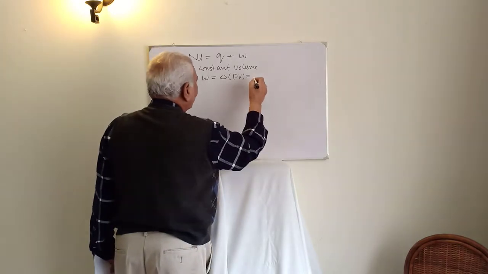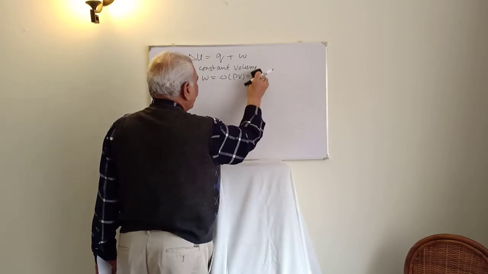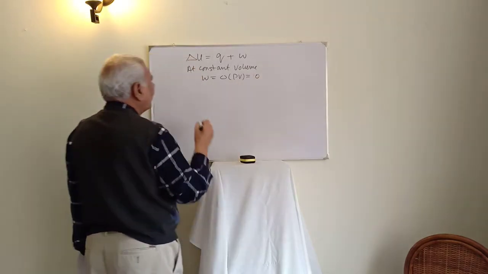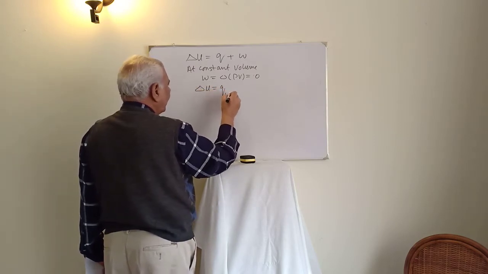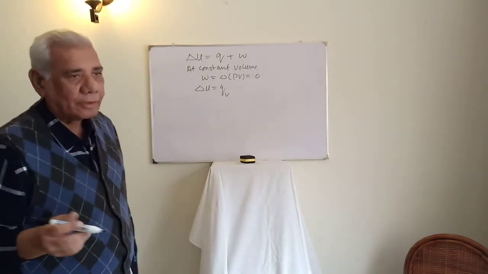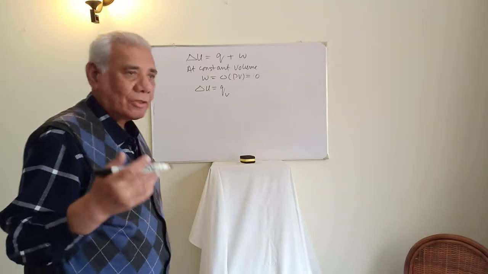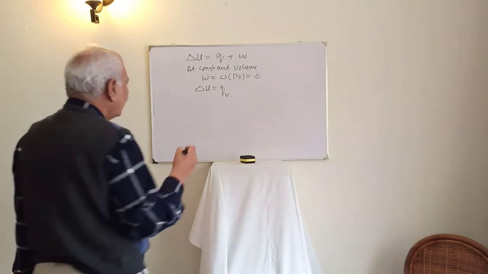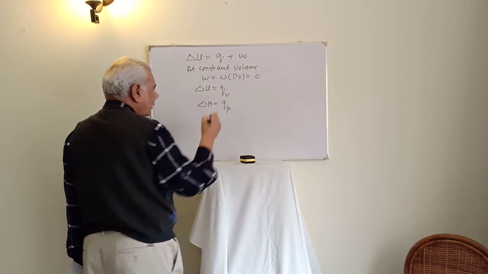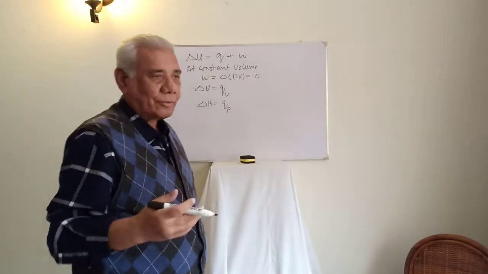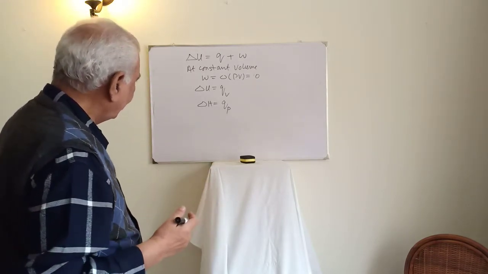So this will be 0. So at constant volume, delta U is simply QV. This V represents that the heat transferred is measured under the condition of constant volume. Similarly, because delta H is QP, that is the heat transferred under the condition of constant pressure is equal to the enthalpy change.